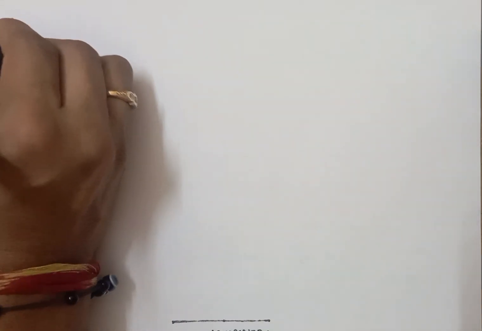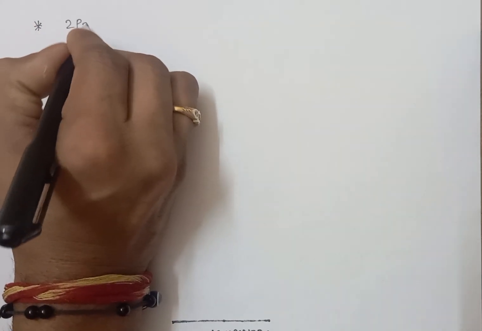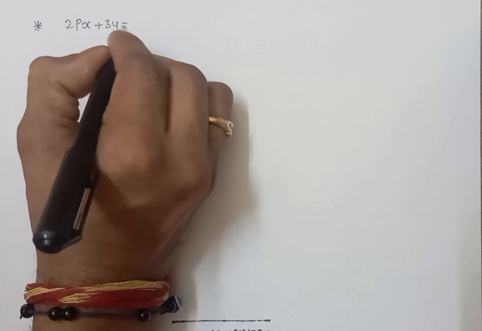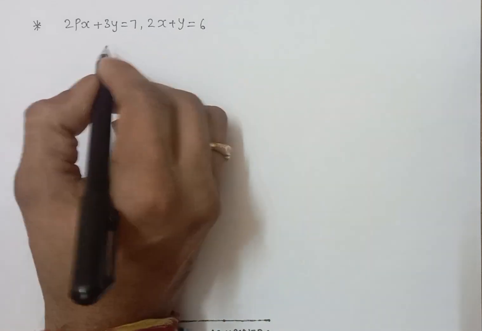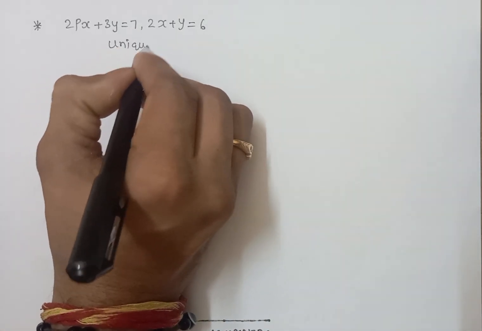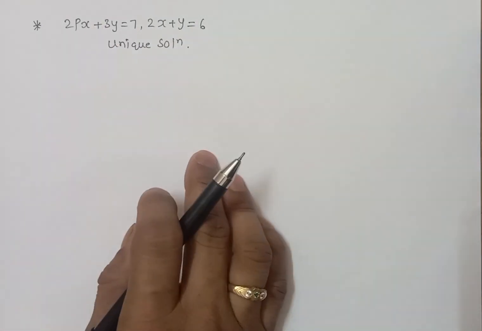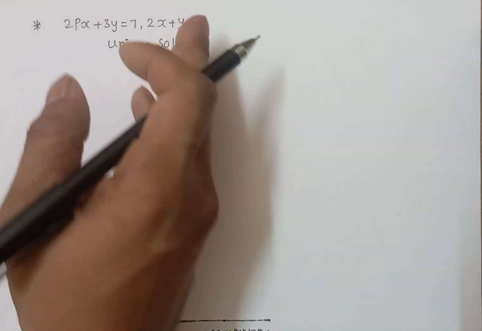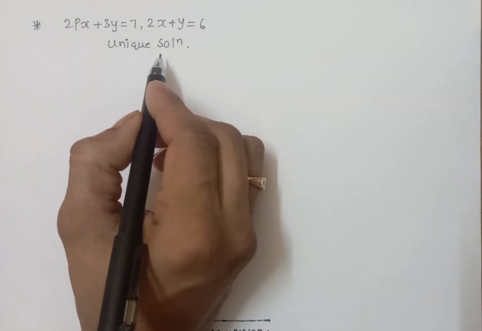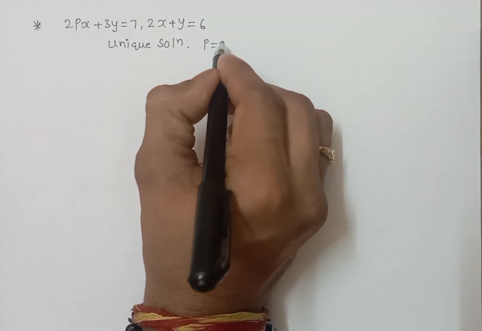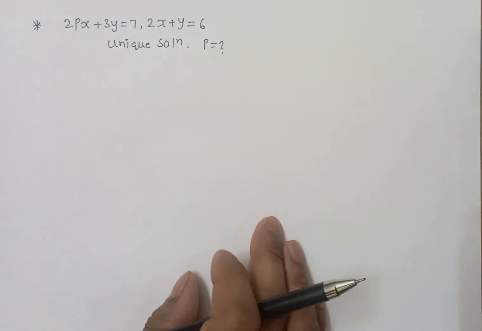Suppose there is a question like: the pair of equations 2px + 3y = 7 and 2x + y = 6 having a unique solution. I'm not writing the question totally, only the important things. A pair of linear equations is given to you, mentioned as having a unique solution. Then what could be the value of p?